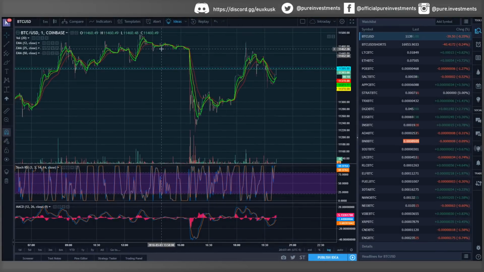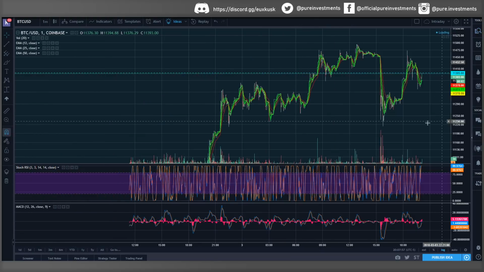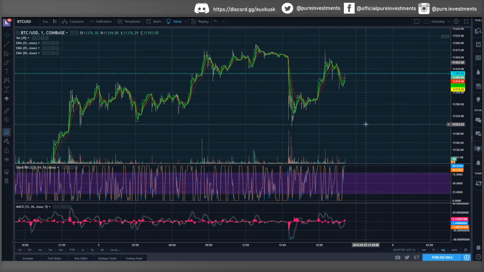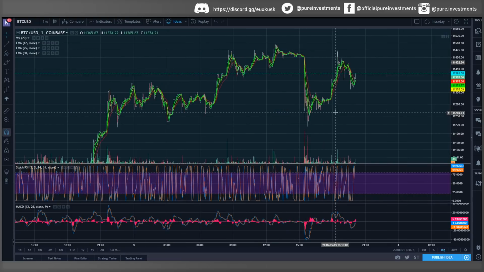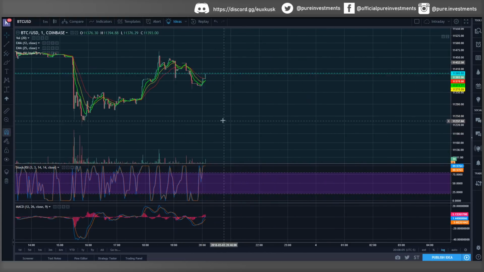All right, so here we have Bitcoin. This is a 1 minute chart. You can see that up here, 1 minute. And as you can see, this chart is just not that useful, right? You look at this chart and you think, what is this? There's no patterns really to decipher. It's kind of just a mess, right?